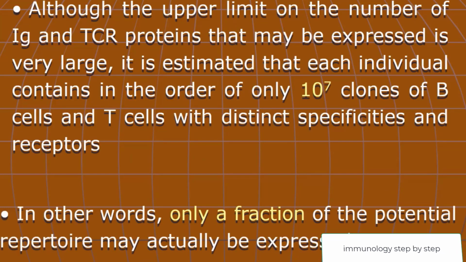Although the upper limit on the number of Ig and TCR proteins that may be expressed is very large, it's estimated that each individual contains in the order of only 10 to the power 7 clones of B cells and T cells with distinct specificity and receptors. In other words, only a fraction of the potential repertoire may actually be expressed.